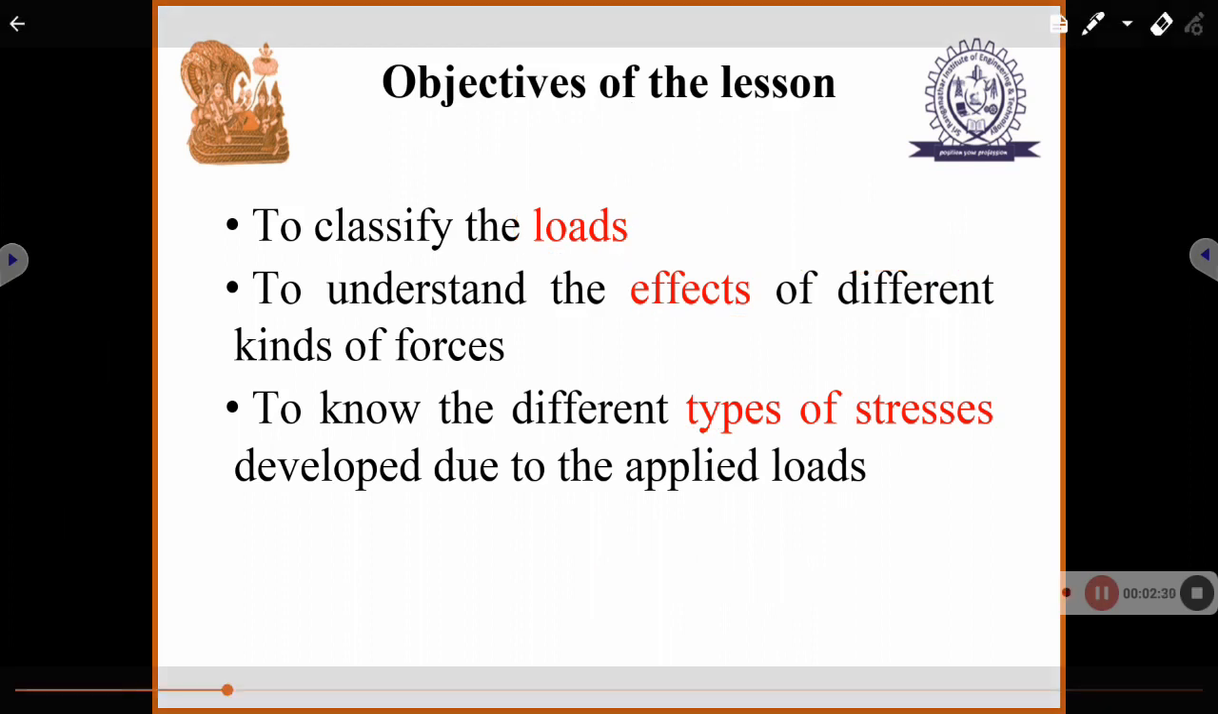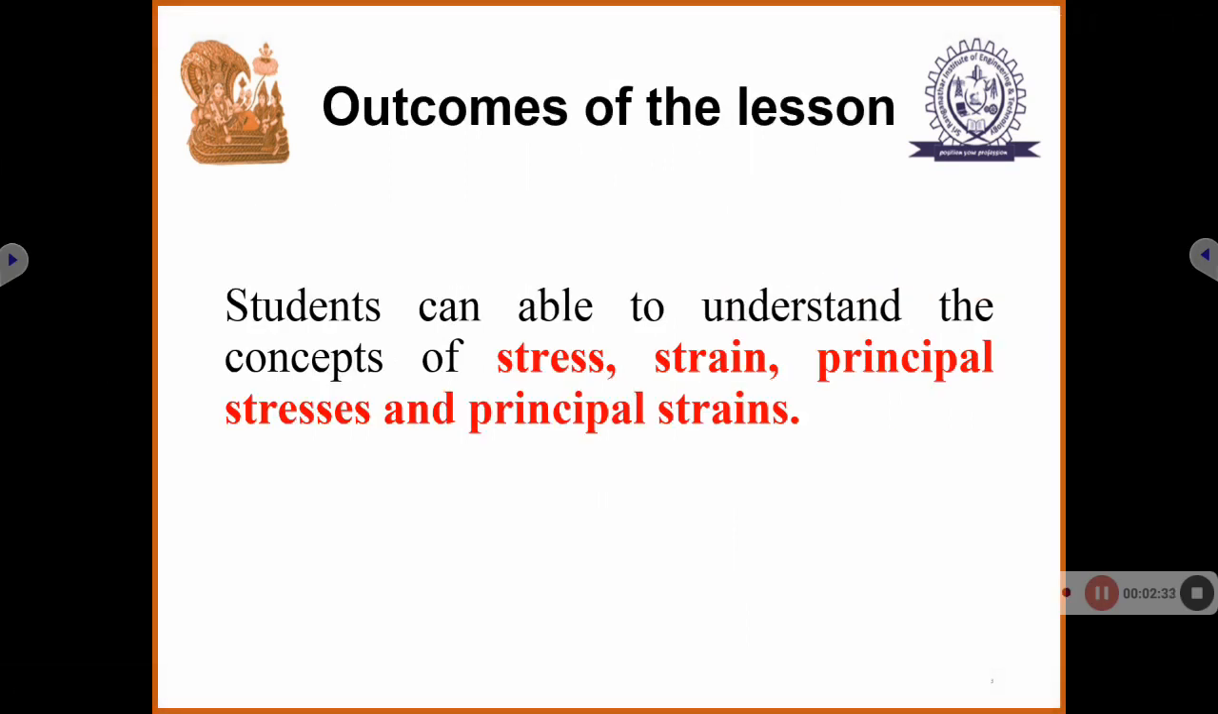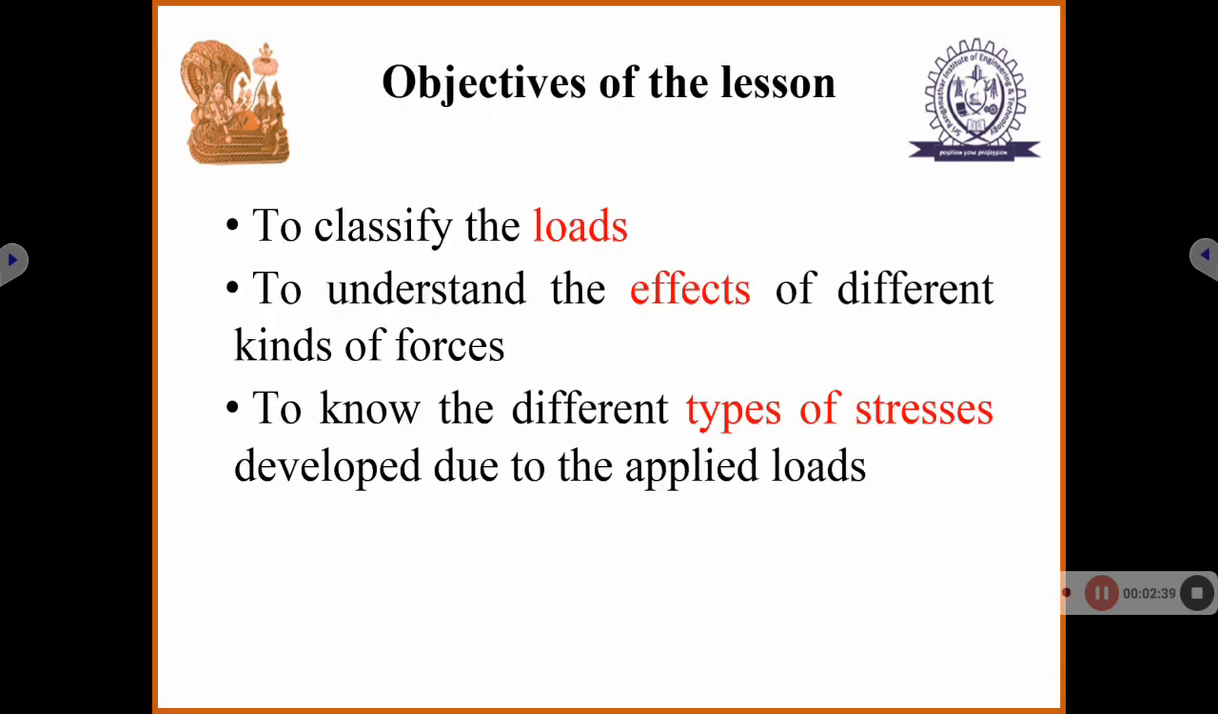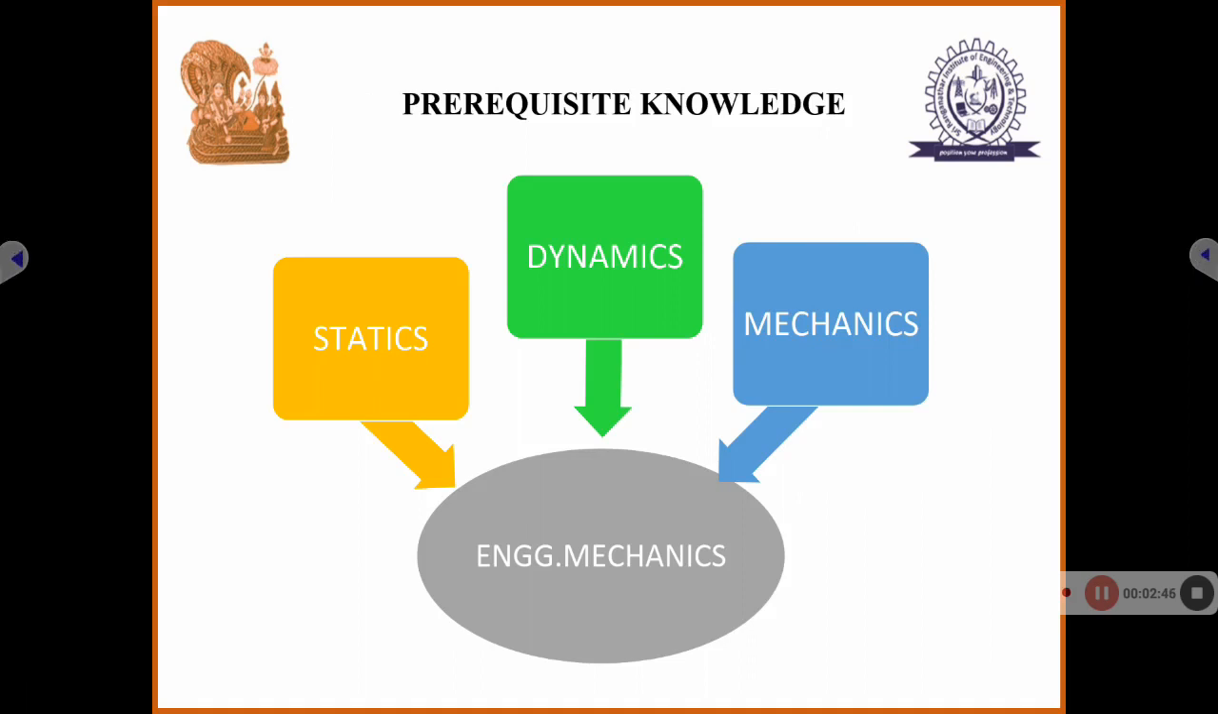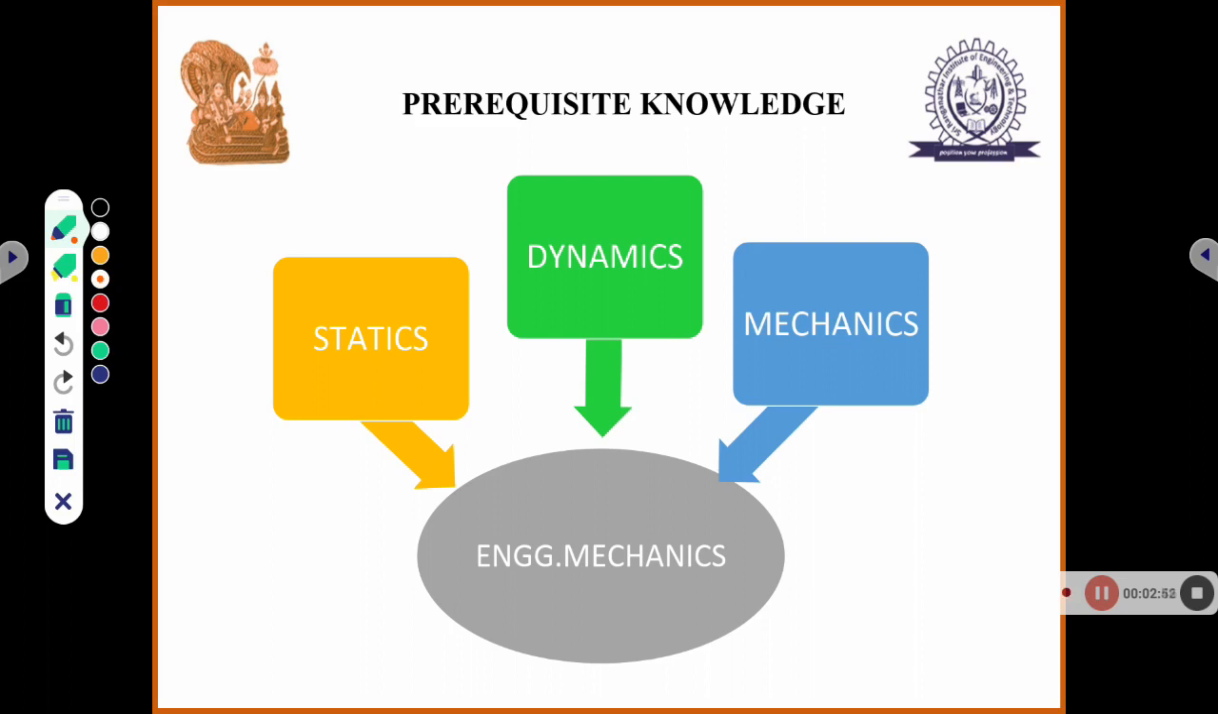So next is outcomes of the lesson. With these objectives, we are going to learn about what is stress, what is strain and what are principal strains and principal stresses. So what are the prerequisite knowledge to keep in mind? In the previous semester, that is in the second semester of engineering, we have studied what is engineering mechanics. From this we have known statics and dynamics. But we didn't see about mechanics of materials. We have studied what is statics and what is dynamics.